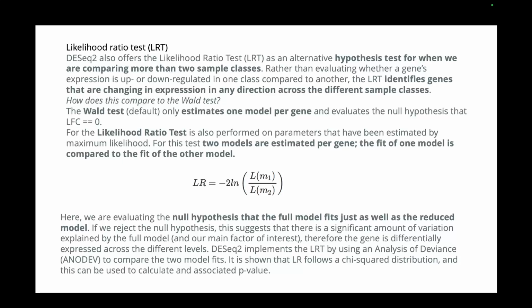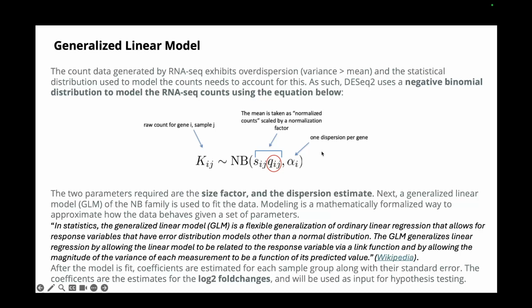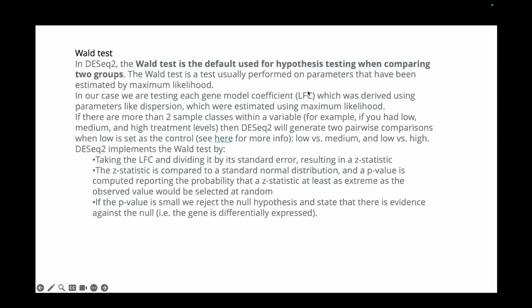So how does this compare to the Wald test? The Wald test only estimates one model per gene and evaluates the null hypothesis that log fold change is equal to 0. The likelihood ratio test is also performed on parameters that have been estimated by maximum likelihood. Just recapping, in your generalized linear model, in the hypothesis testing part of the Wald test, you are performing the test on parameters that have been estimated by maximum likelihood.